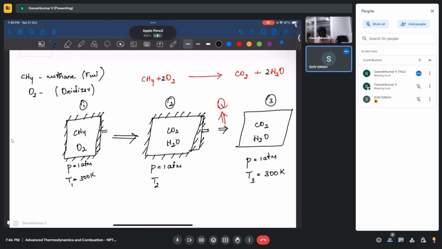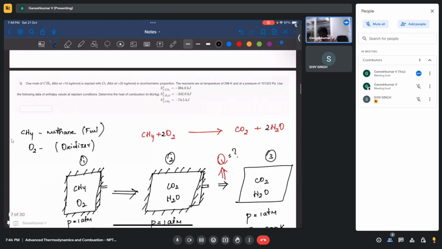So I am removing this adiabatic, and then I will remove the Q until it reaches 300 Kelvin. So this temperature would be very high, higher than 300 Kelvin. Now, since I removed Q, how much is this Q? That is what heat of combustion is.